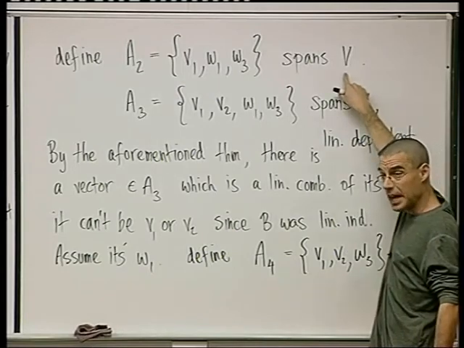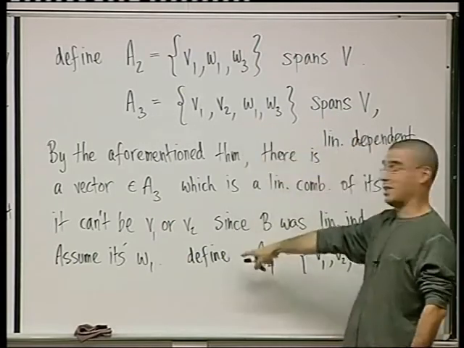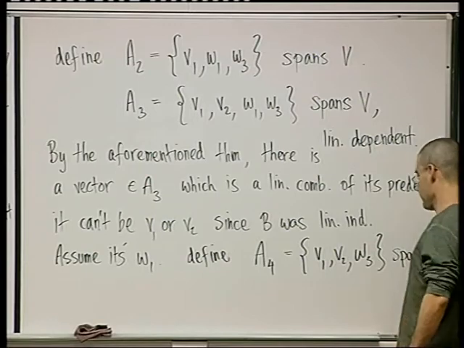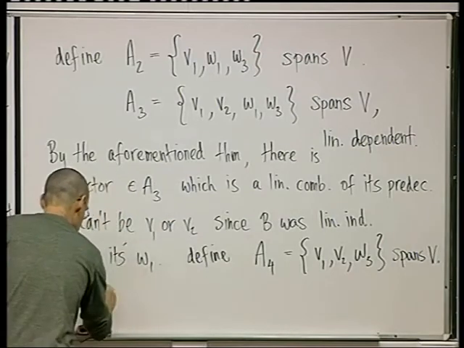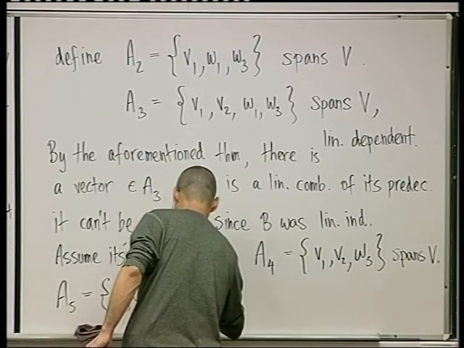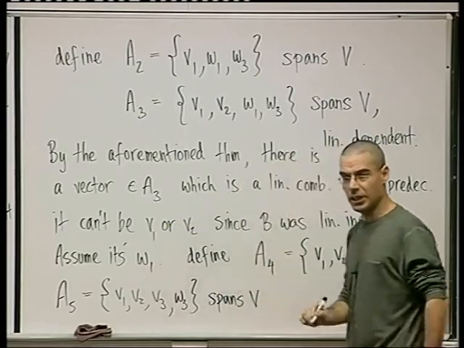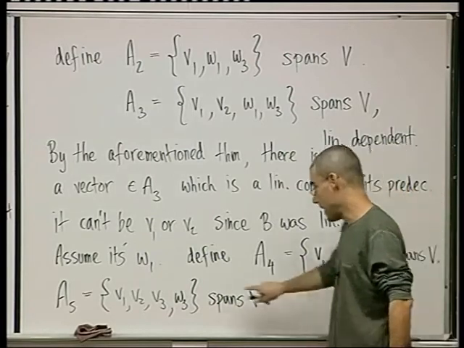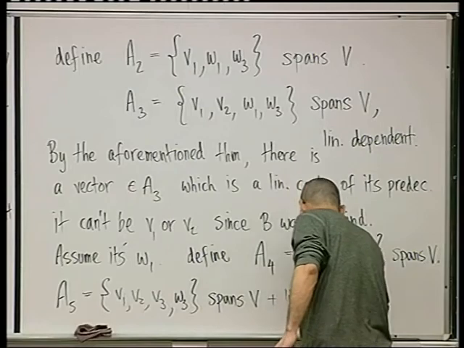A4 is again a spanning set, because A3 was a spanning set, right? And we threw away W1, which was a linear combination of the others. So A4 spans V. And now let's add V3, okay? And A5 is going to be V1, V2, throw in V3, and W3 is still there. And A5 spans V and is linearly dependent, okay? Because this was a spanning set, and we added another element, so it's a linear combination of the others. Okay, spans V plus linearly dependent.